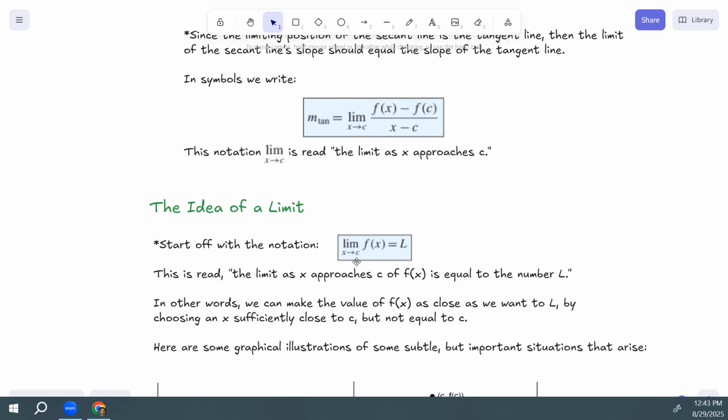So here is the actual notation, and you would read this: the limit as x approaches c of f of x is equal to the number L. In other words, what this is saying is we can make the value of the function as close as we want to L by choosing x sufficiently close to c but not equal to c.